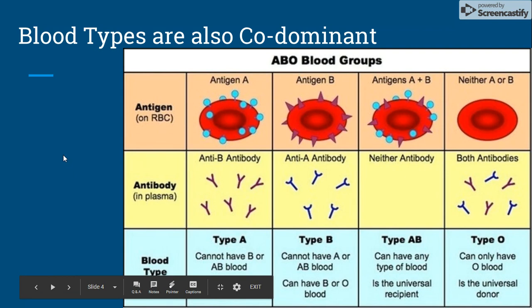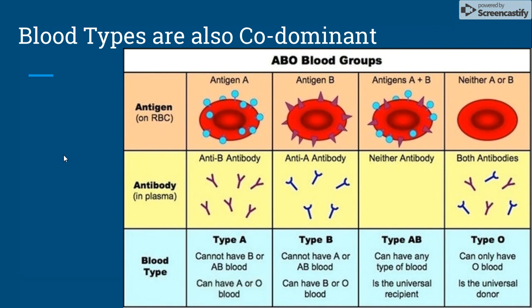So when we're looking at blood types, what you're talking about is basically a protein on the surface of a red blood cell. So here is antigen A, that's what we call these proteins, and it's shaped a specific way. You can see antigen B is shaped a different way. And then this is an AB person who has both antigens on the red blood cell.